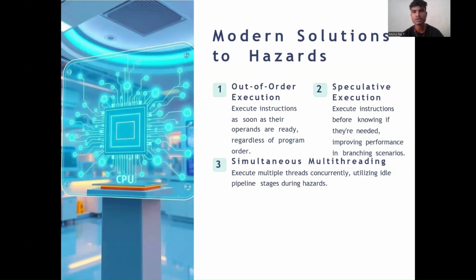And lastly, for solutions to hazards, we need to look at three major points: out-of-order execution, speculative execution, and simultaneous multithreading. Out-of-order execution is where instructions are executed as soon as their operands are ready. Speculative execution executes instructions before it is known they are needed, improving performance in branching scenarios. Simultaneous multithreading executes multiple threads concurrently, utilizing idle pipeline stages during hazards. Thank you.